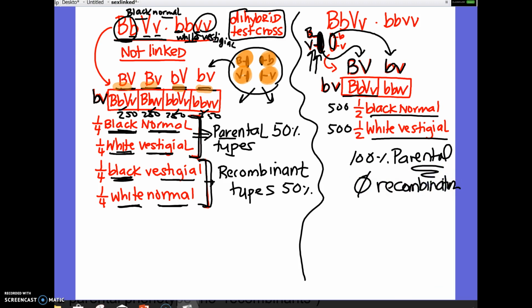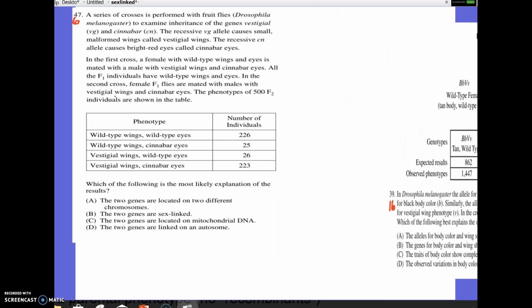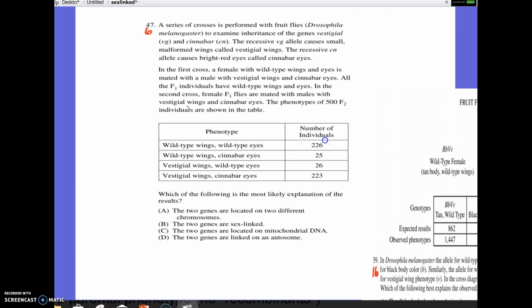Now, here's the thing. If we go to a real cross, what we're going to see, if genes are linked, is that we're not going to see either one of these results. We're not going to see equal numbers of everything, but we're not going to see no recombinants either. So I put two questions here. These are both from previous AP exams to show you what you would see when they want you to know genes are linked. So let me move this one out of the way and make this one in the middle.